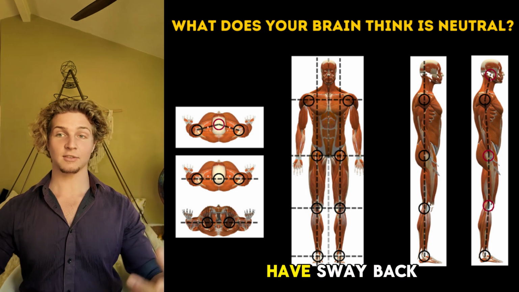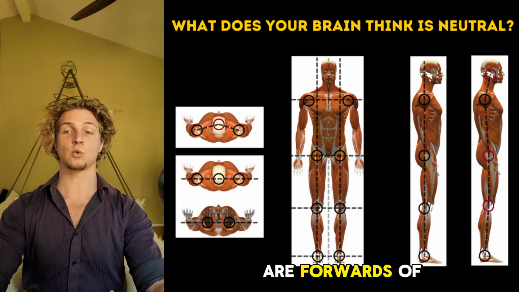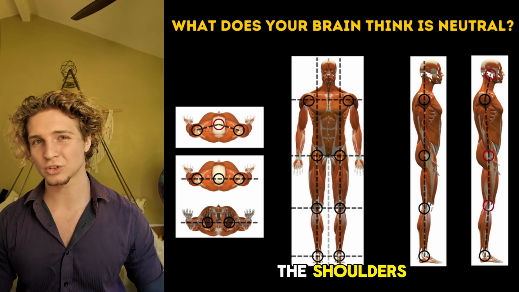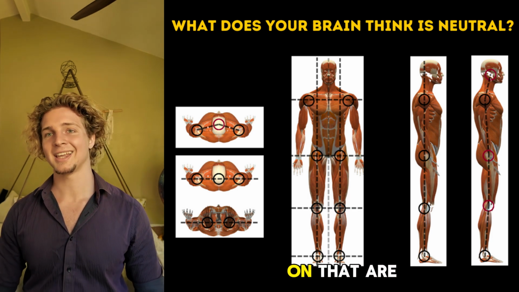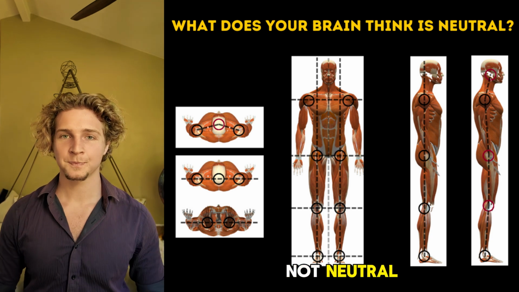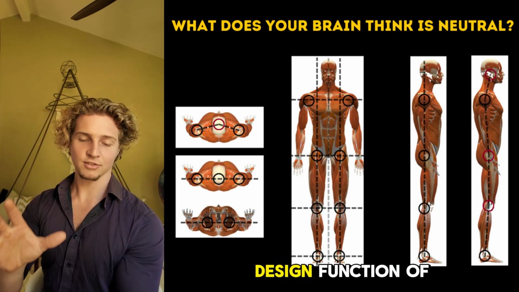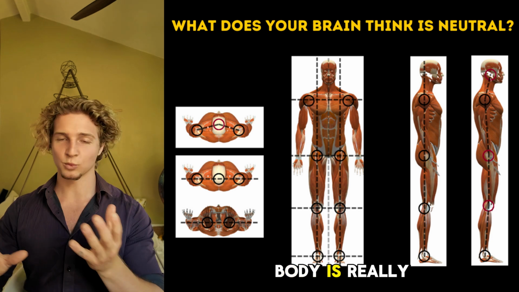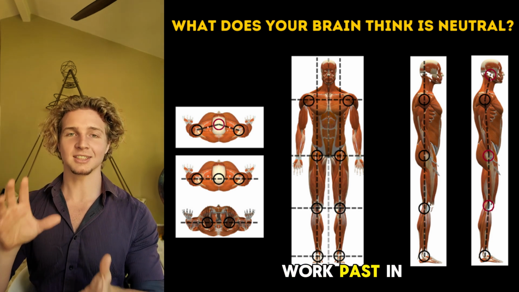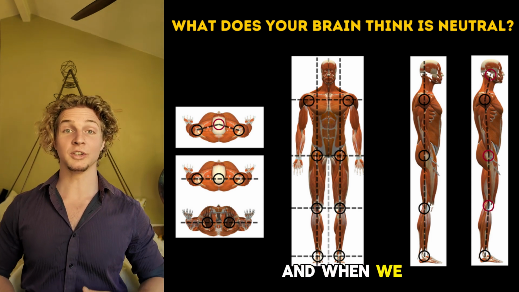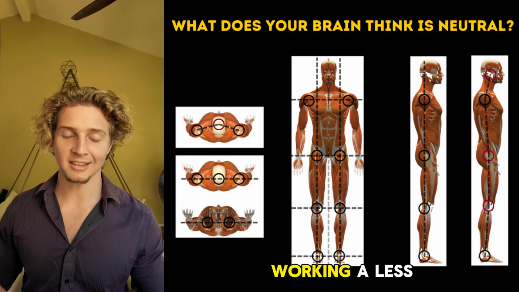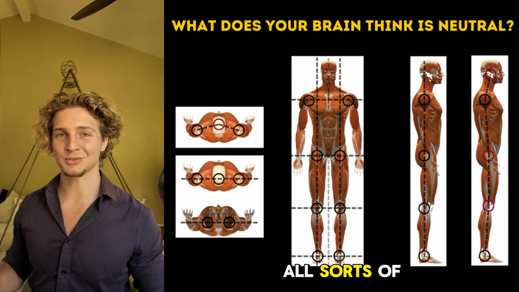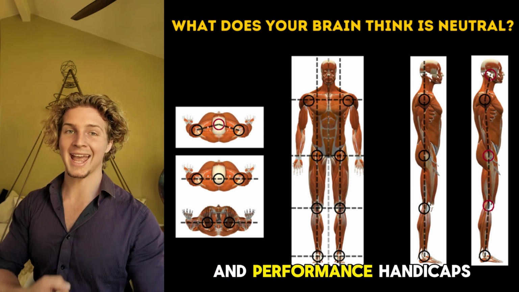Or maybe they have sway back, where their hips are forwards of their ankles and forwards of their shoulders, and it puts a lot of pressure on the lumbar. All sorts of things can go on that are not neutral. This is the design function of the body here. The body really is designed to work best in a certain way. And when we don't make that habitual and default to that, then we're basically working in a less than ideal way, and we get all sorts of aches and pains and performance handicaps.